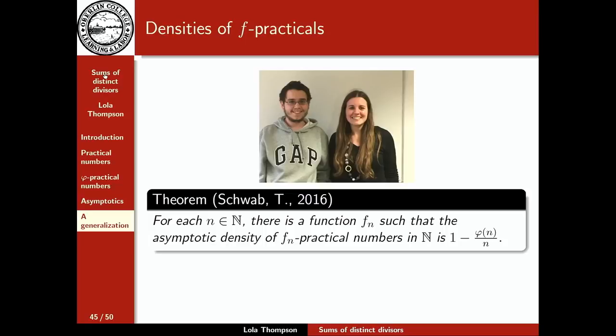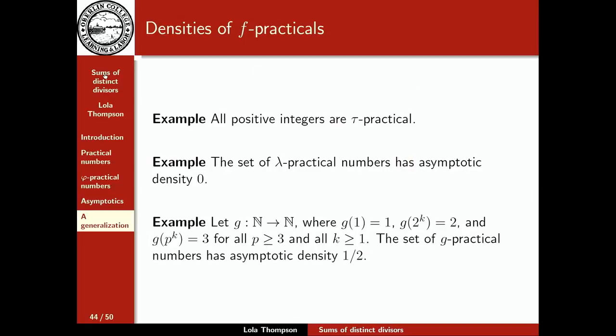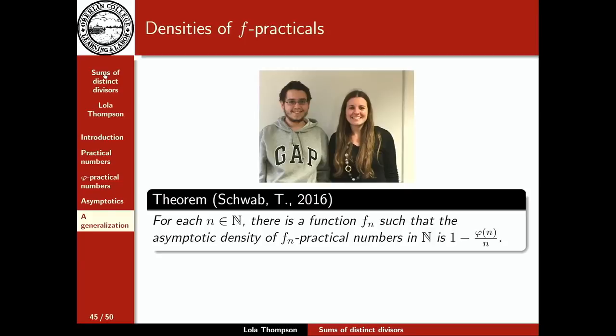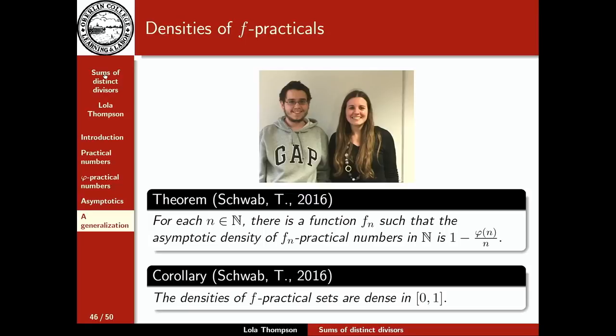And so he and I showed that for every natural number n, we can construct one of these piecewise functions, f sub n, using exactly the idea in that bottom example that I gave, so that the asymptotic density of the f sub n practical numbers is 1 minus phi of n over n. And so what this means, if we apply a result of Schoenberg, which says that the values of phi of n over n are dense in the interval from 0 to 1, then as a corollary, we see that the densities of f practical sets are dense in the interval from 0 to 1. So that's a nice, densities are a dense thing to say.